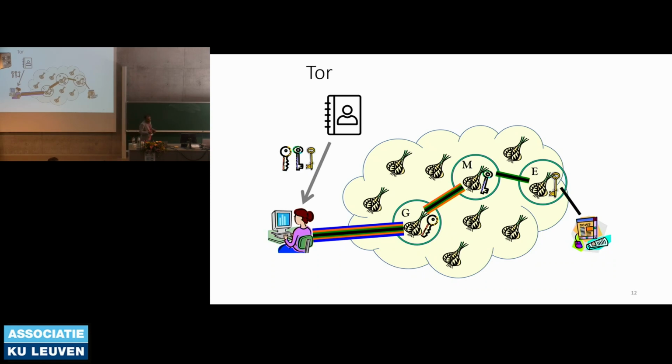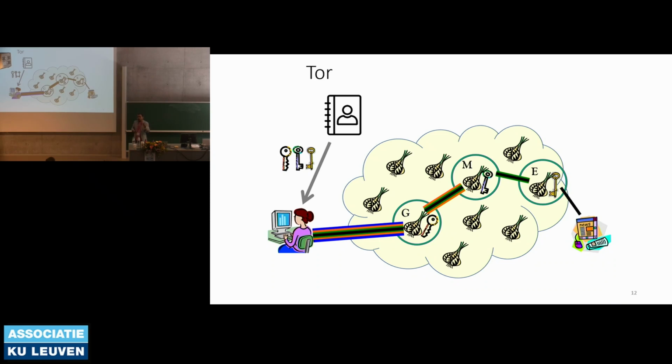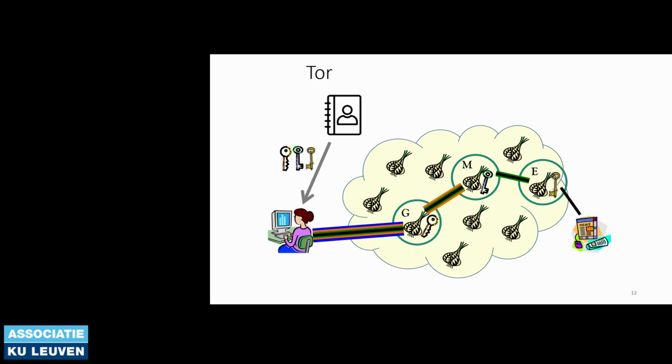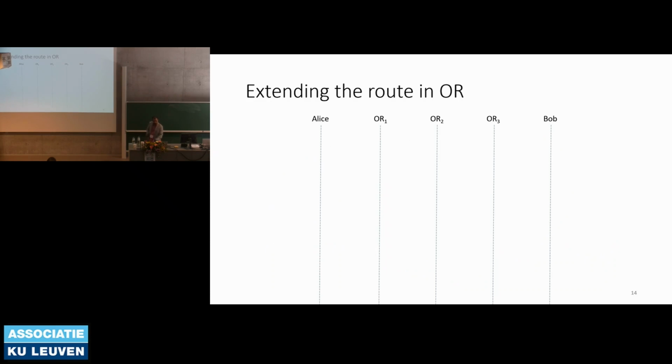But Tor does it slightly differently. Public key encryption takes much longer. So Tor has an explicit key agreement phase, where Alice can set up a symmetric key with the middle node and exit node without even revealing her information to the middle node and exit node. Let's see how. So Alice wants to connect to these three onion routers: onion router 1, onion router 2, onion router 3.